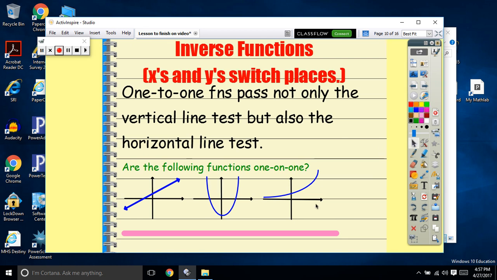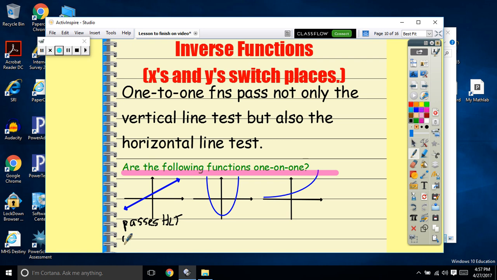Now look, I can do this to all of them at once. As I pull the horizontal line up, look at the left one first. Do you see my horizontal line is only touching my blue line at one point all the way up? So the blue passes the horizontal line test. So I'll say passes HLT. So the blue line is 1 to 1. This is the more common question for 1 to 1 right here.